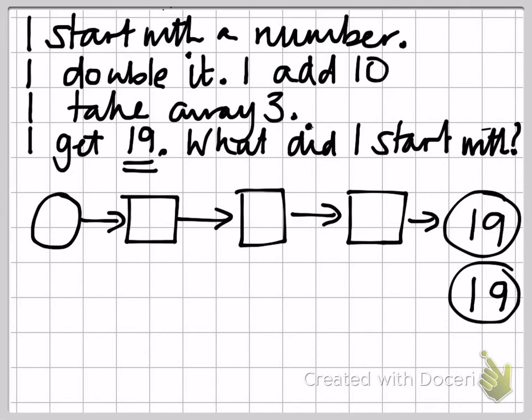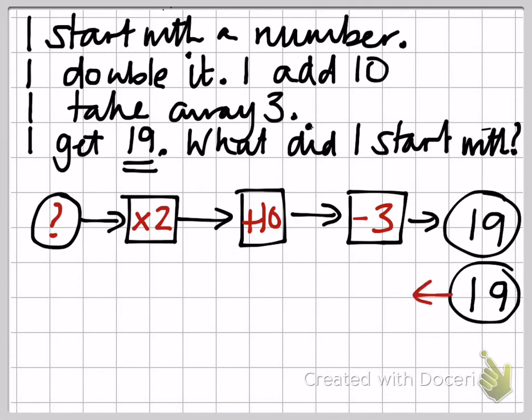So my mystery number at the start, don't know what it is, let's put a question mark in there. I double it, so the way to write that down mathematically is times 2. I add 10, let's put in plus 10 in that next box. And then I take away 3, let's put subtract 3. I know that the answer is 19, so my job now is to work it backwards.